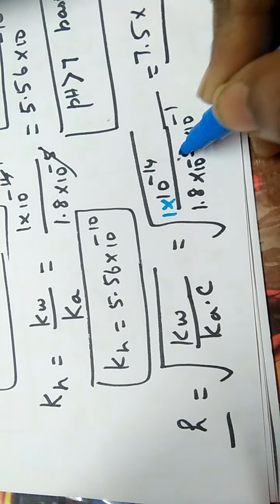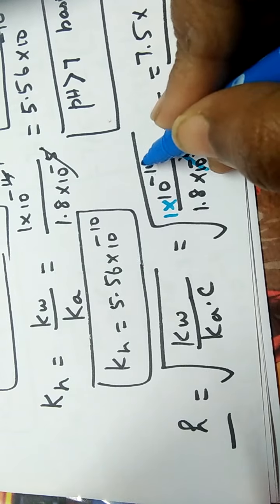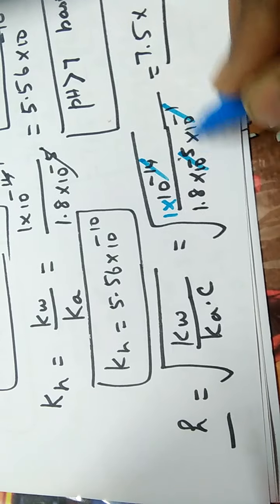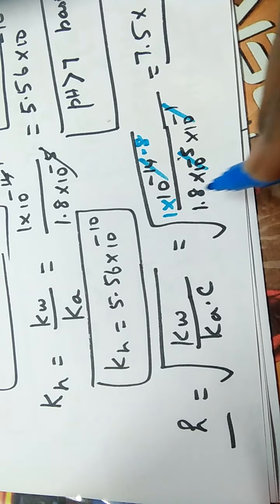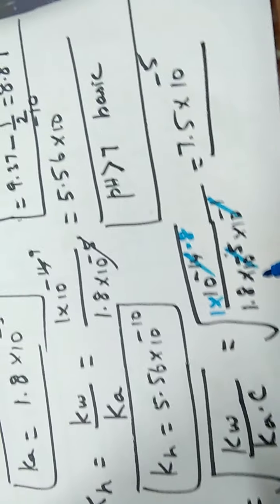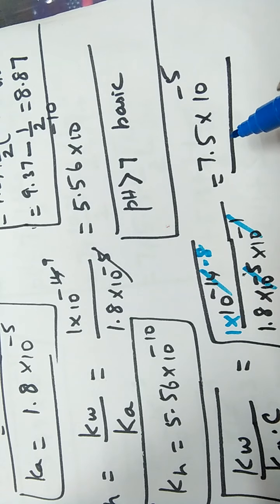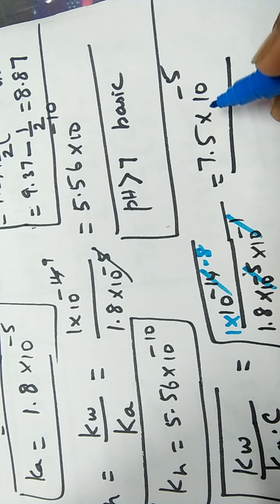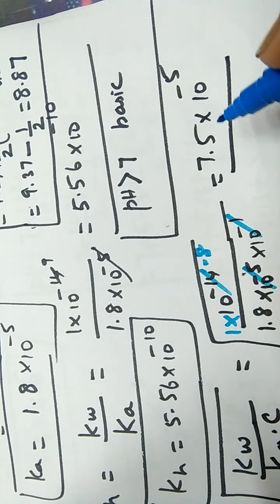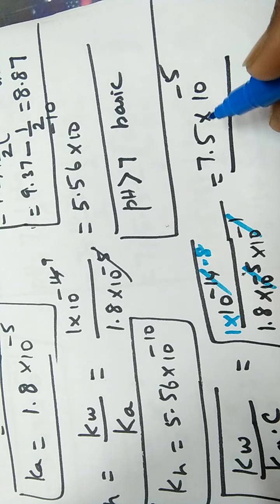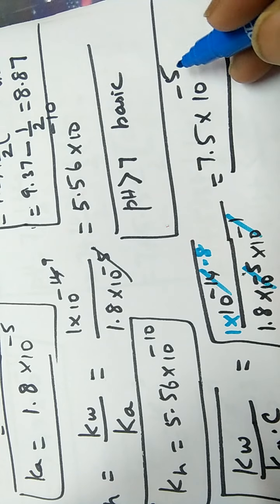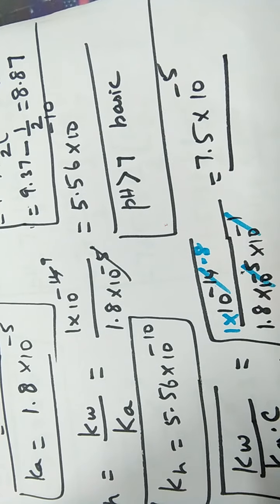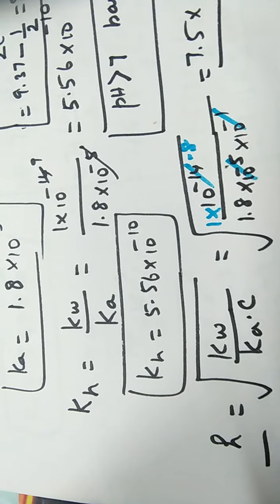So cancelling all this, 10 power minus 5, 10 power minus 1, 10 power minus 14 becomes 10 power minus 6, here minus 8. Okay, so 1 by 1.8 is 0.75. Okay, so into 10 power minus 4, actually minus 8 when it's coming out minus 4. 0.75 becomes 7.5 into 10 power minus 5. Okay, so that is the value of h. So we found the degree of hydrolysis also.